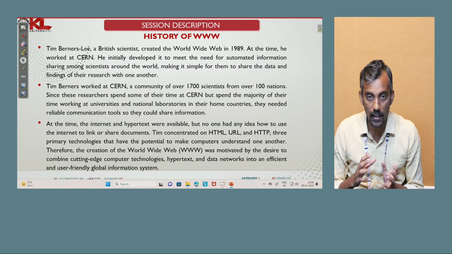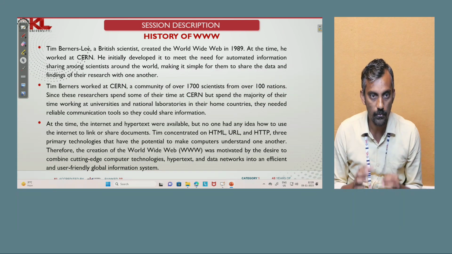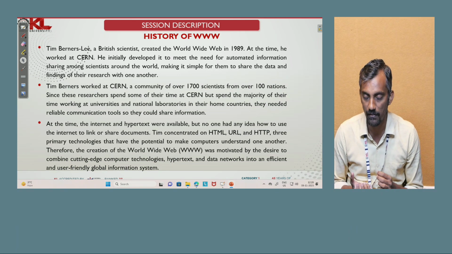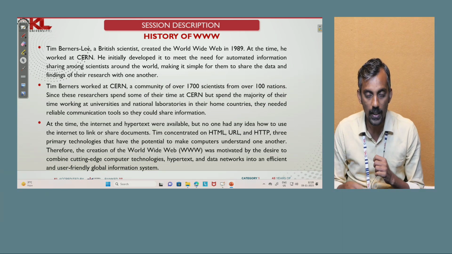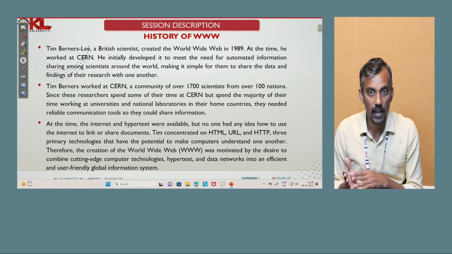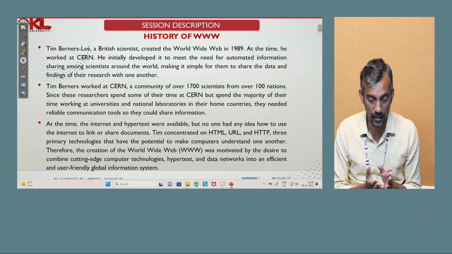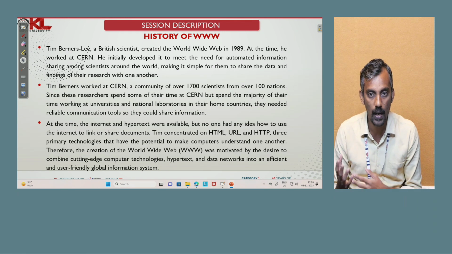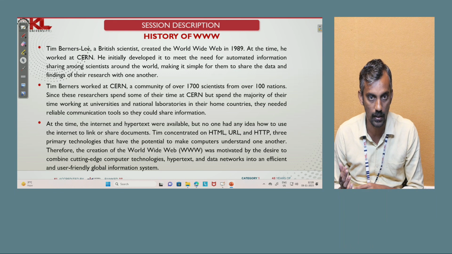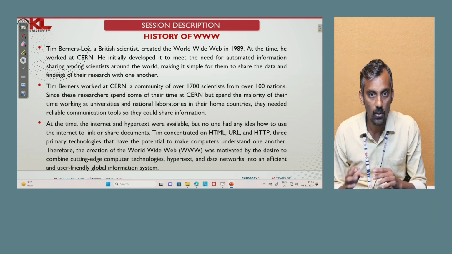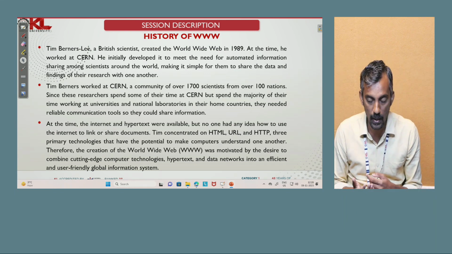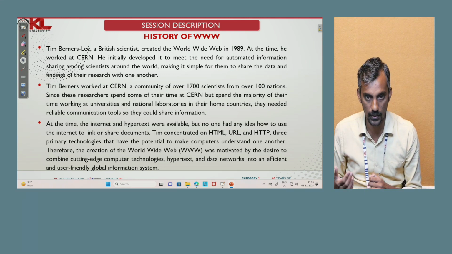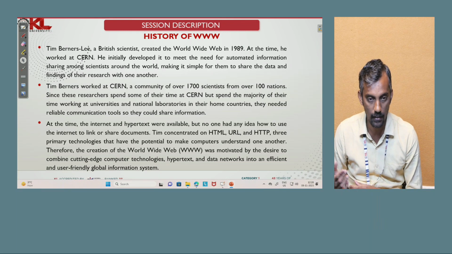So, the history of the World Wide Web. First, Berners-Lee created the World Wide Web in 1989. Why did he create it? In the early period, researchers wanted to transfer data from one person to another via the internet. For that purpose, they created the World Wide Web. Later, they improved many things in it.